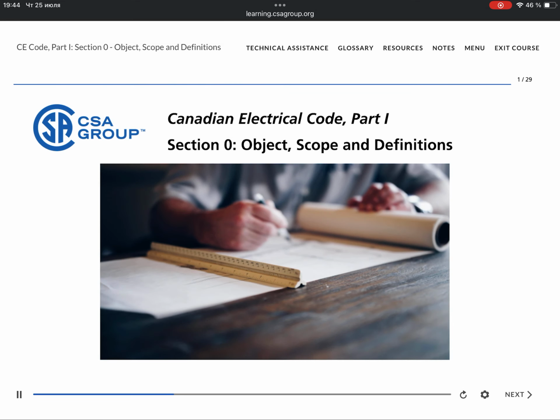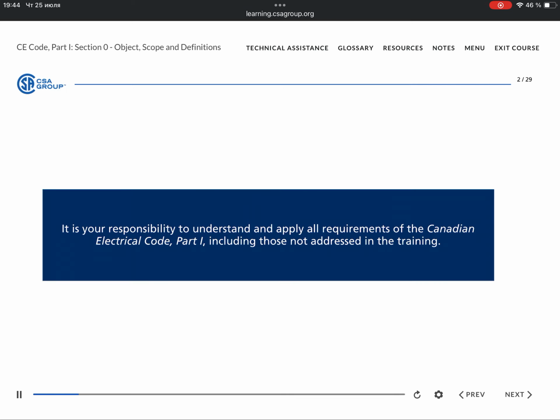Welcome to Section 0, Object, Scope, and Definitions. It is your responsibility to understand and apply all requirements of the Canadian Electrical Code Part 1, including those not addressed in the training.